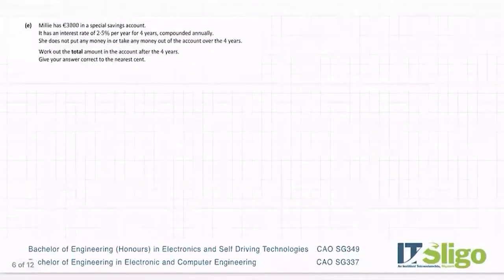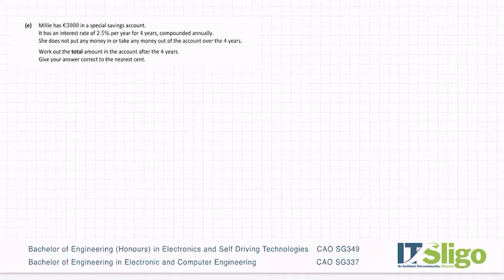Part E then. Millie has €3,000 in a special savings account. It has an interest rate of 2.5% per year for 4 years compounded annually. She does not put any money in or take any money out of the account over 4 years. Work out the total amount in the account after the 4 years. Give your answer correct to the nearest cent. Okay, I'm going to pause this for a second and give you a chance to do it.